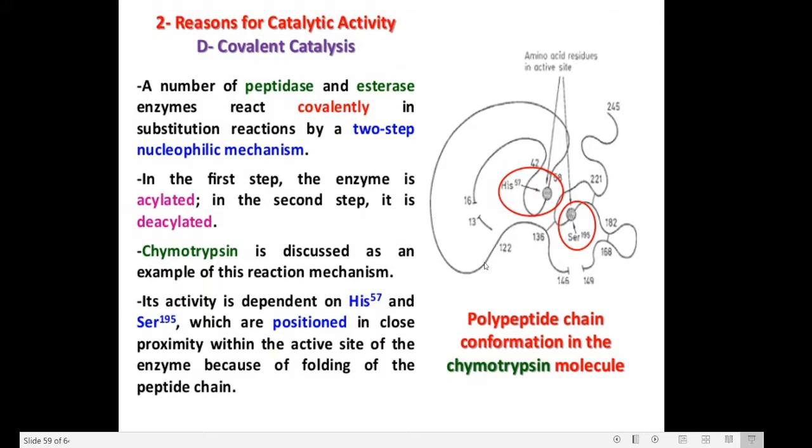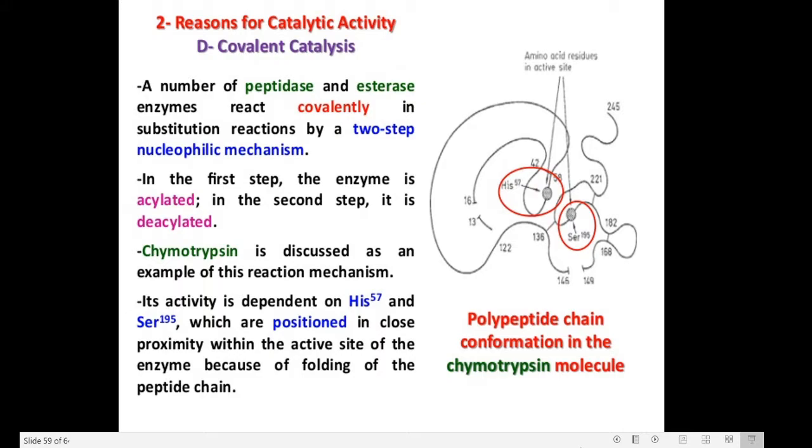In this peptidase activity, why I mention this means many of the questions are frequently asked. The questions depend on peptidase and esterase enzyme activity. So I am mentioning that peptidase and esterase are very important enzymes in catalytic activity. In this catalytic activity, chymotrypsin is a very familiar example.